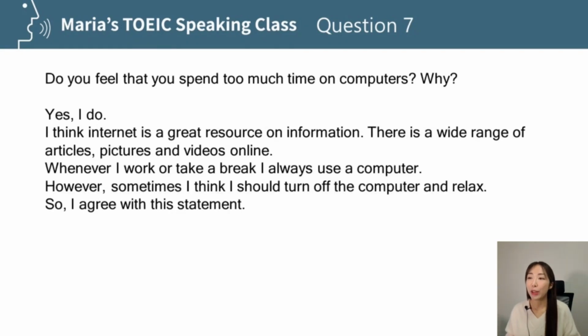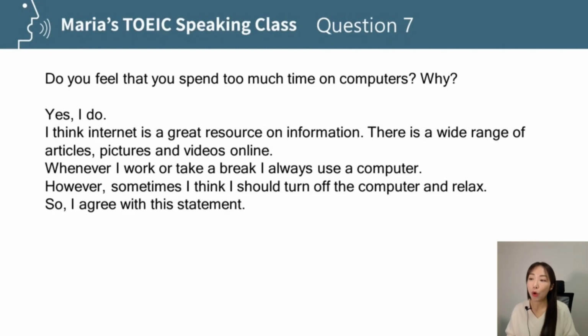7번. Do you feel that you spend too much time on computers and why? 여러분 컴퓨터에 시간 너무 많이 쓴다고 생각하시나요? 당신이? 왜? 전 좀 그런 것 같아요. 인터넷 너무 많이 해요. Yes, I do. I think internet is a great resource on information. 정보의 근원이죠. 진짜 좋은데 there is a wide range of articles, pictures, and videos online. 네, 뭐 기사글도 많고 사진도 많고 영상도 많아요.